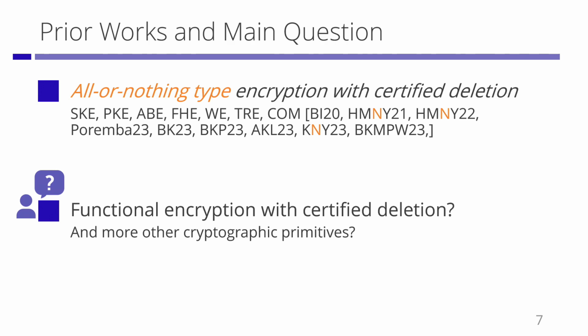So there are many works on cryptography with certified deletion. However, all of them are about all-or-nothing type encryption with certified deletion. All-or-nothing type encryption means secret key encryption, public key encryption, attribute-based encryption, and so on, where we can recover the entire plaintext by using a decryption key. But we don't know whether we can achieve functional encryption with certified deletion and other cryptographic primitives. In this work, we answer this question affirmatively.